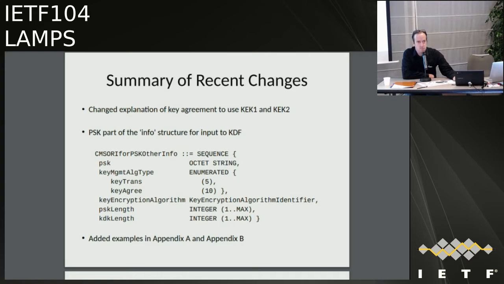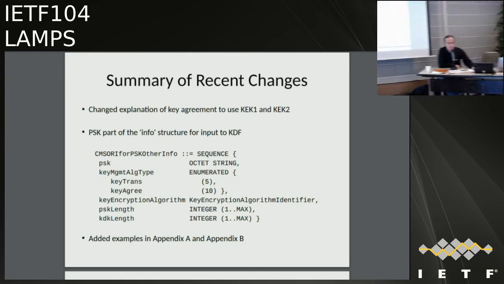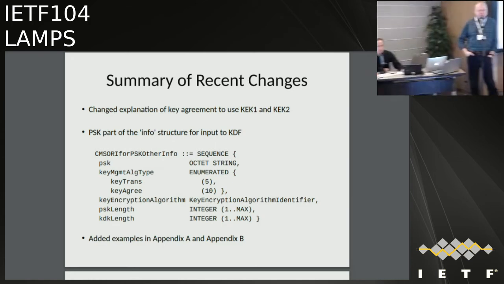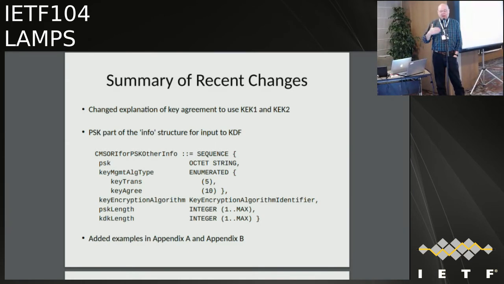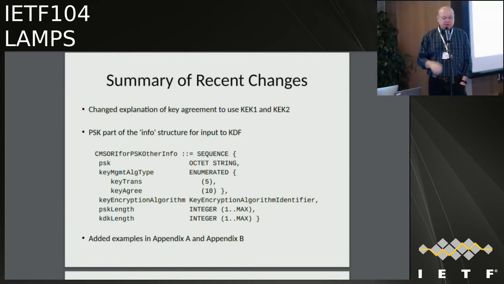And so we defined this one called the CMS ORI for PSK other info. Basically that is the other info used as part of the key derivation input, and that is the place where we're putting the PSK. In the previous version, we were concatenating the shared secret and the PSK. If you go read about HKDF and some of the other structures, they talk about other private info as one of the inputs, and that seemed to be the place to put it, aligning with the terminology section. So that was the change that was made.